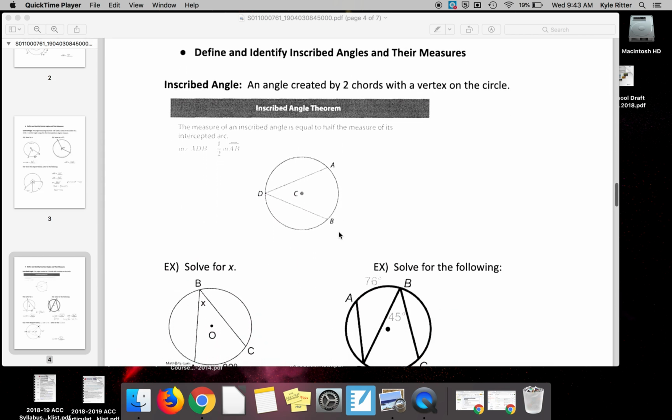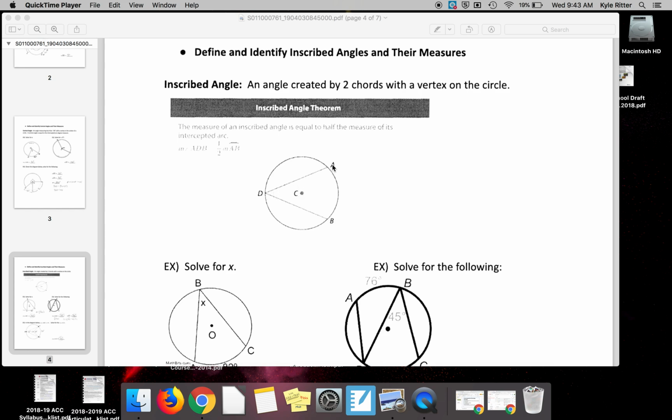Another type of angle that we can have in a circle is called an inscribed angle. And again, the copy is a little light here, so I'll interpret that for you. An inscribed angle is going to be an angle that's created by 2 chords. So we got 2 segments not going through the center of the circle, creating an angle where the vertex is on the circle. So it's not in the center anymore, now it's on the circle.